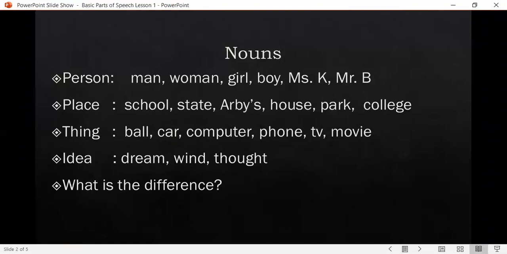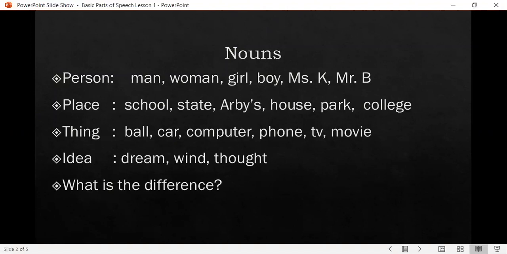And then the other type of noun is thing. Those are usually just general nouns. You never really capitalize those. Those are just the things like ball, car, computer, phone, TV, movie, that sort of thing.